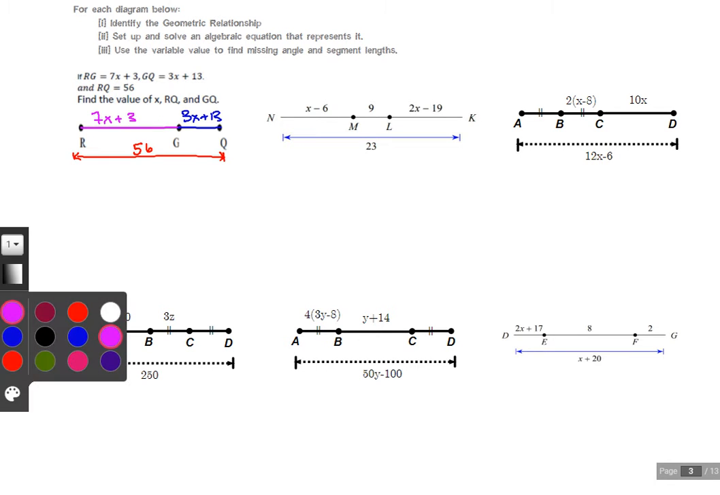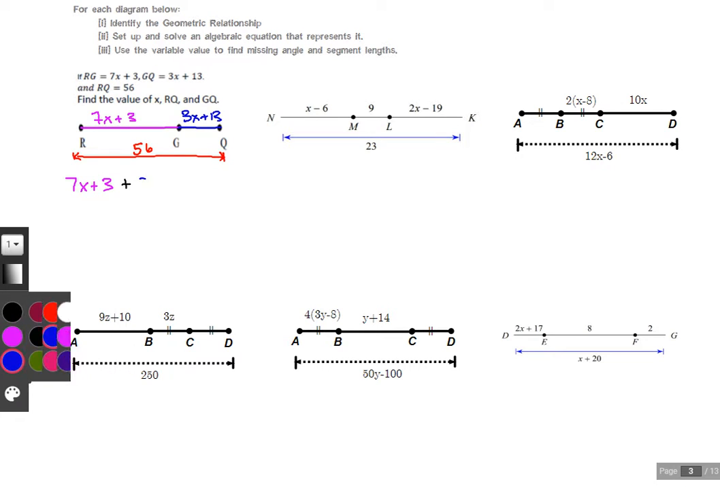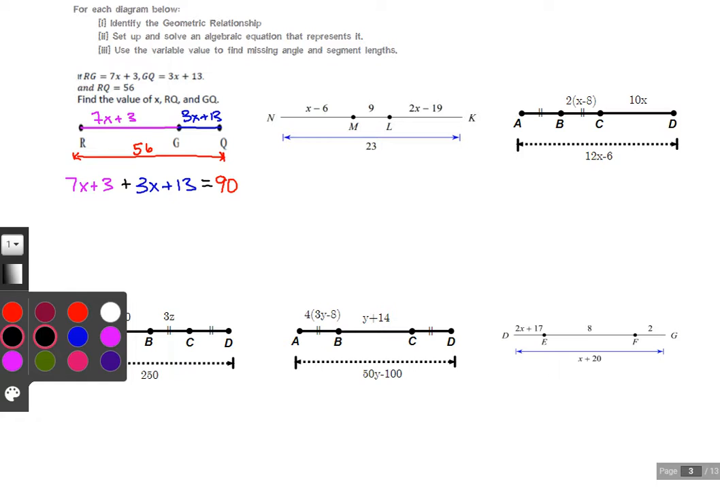And so we'll take the 7x plus 3, add it to the 3x plus 13, and that's going to equal the entire total of 90. So in other words, we have something plus something equals something. Now in terms of solving it, we just got to get x by itself.